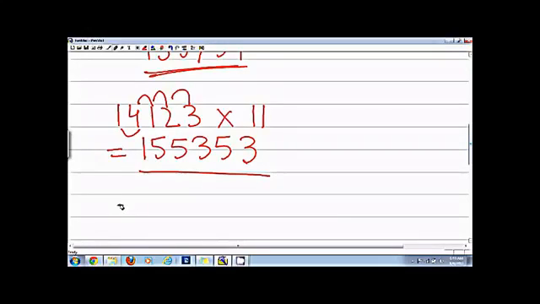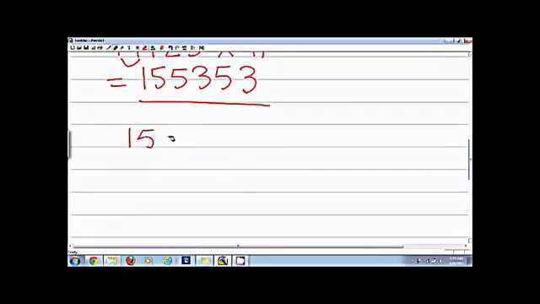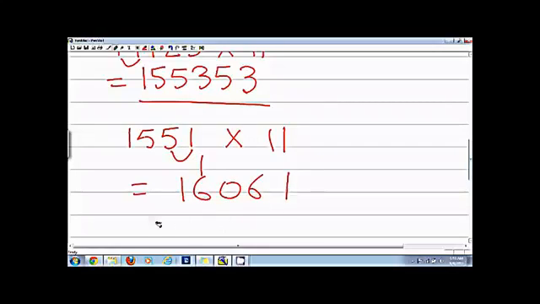For example, now I have 1551 and I want to multiply it by 11. In this case I'll have 1, and then 1 plus 5 is 6, and then 5 plus 5 is 10. So I have to write 0 and carry 1, and then 5 plus 1 is 6, and then 1. So the answer will be 17061. Am I correct or not?